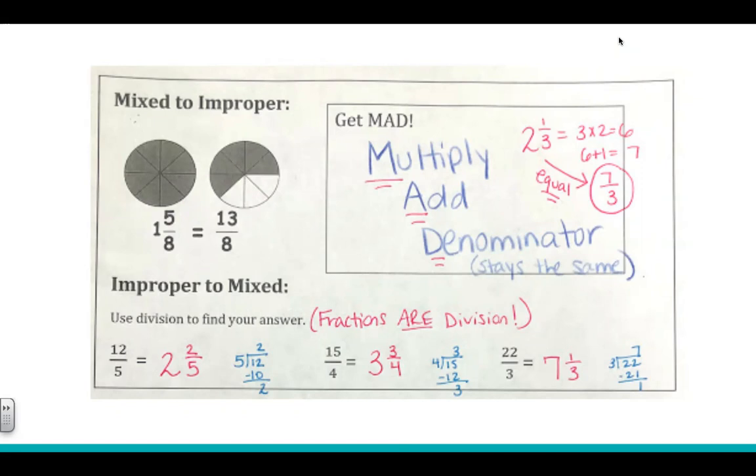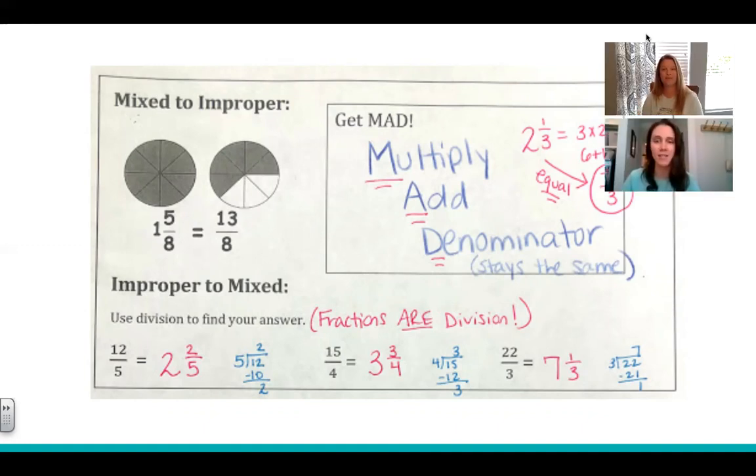And then over here in your little get mad box, we have another example, which is 2 1/3, and that is equal to 7/3. So the steps, you say 3 times 2 is 6, and then you add that product that you get from multiplying the whole number and the denominator to the numerator. So 6 plus 1 is 7, and then the 7 is your new numerator, and the denominator always stays the same.